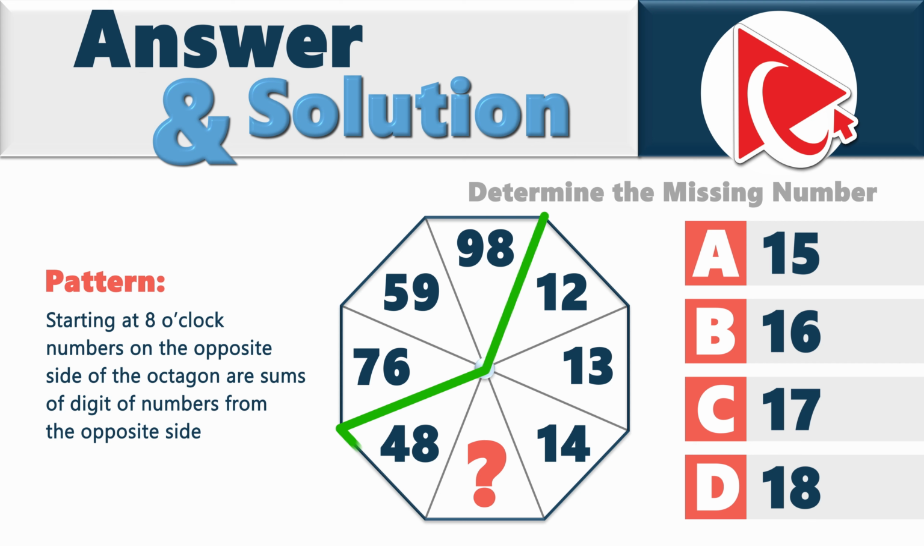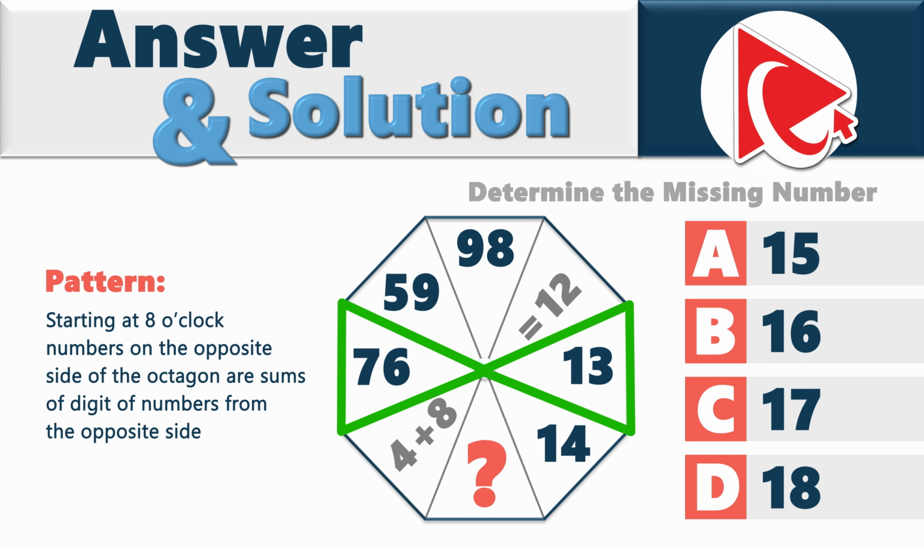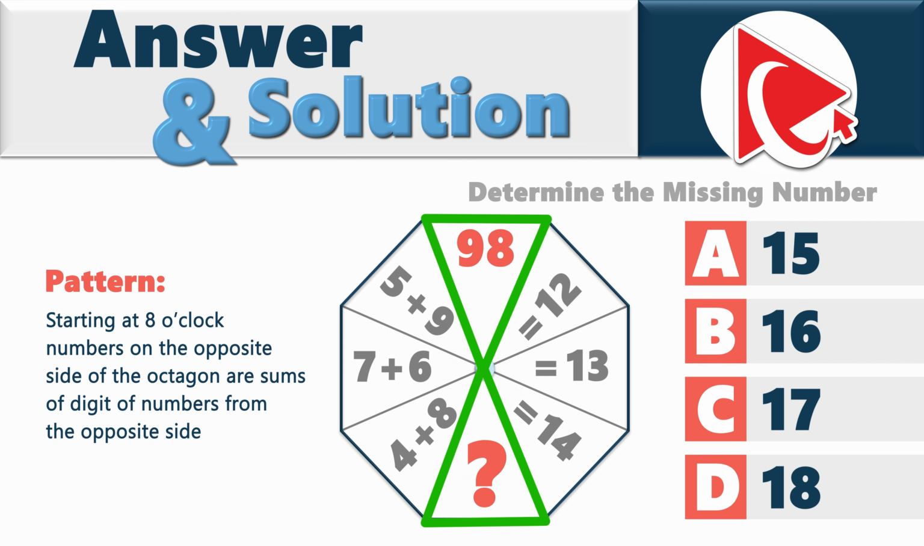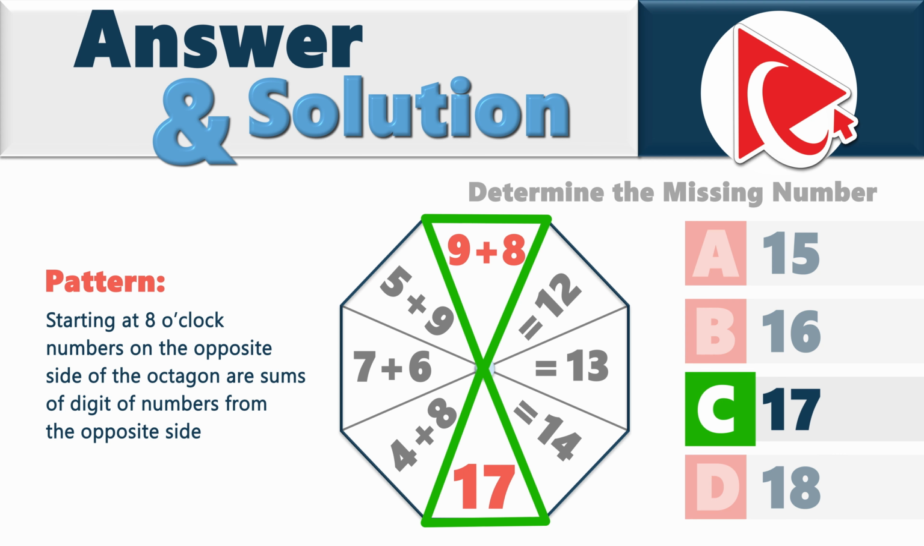Let's look at the example. You see the number 48 at 8 o'clock? 4 plus 8 equals 12, and that's exactly the number on the opposite side. Let's keep looking. 76 converts into 7 plus 6 and equals 13. 59 converts to 5 plus 9 and equals 14. And then the missing number can be calculated as 9 plus 8 and equals 17. So the correct answer here is choice C, 17.